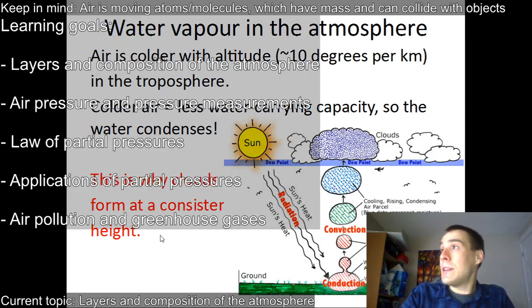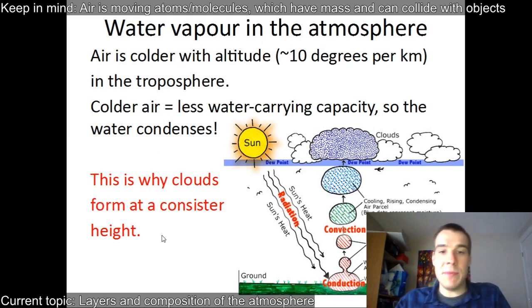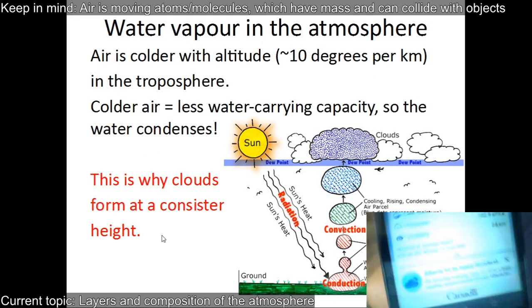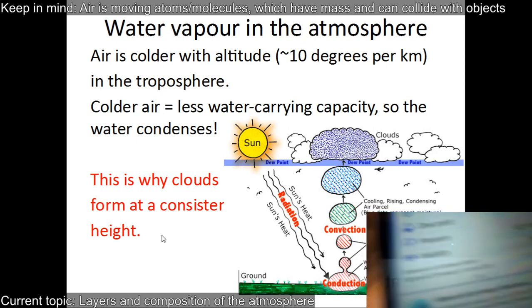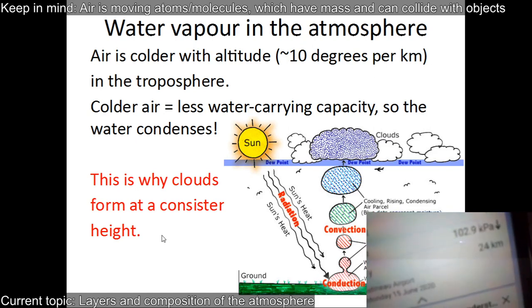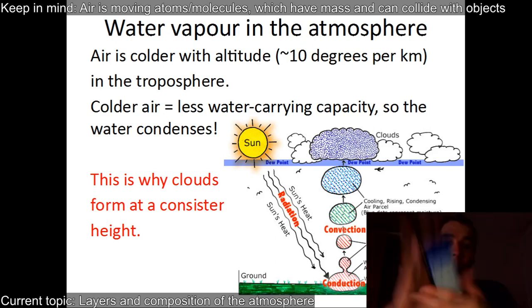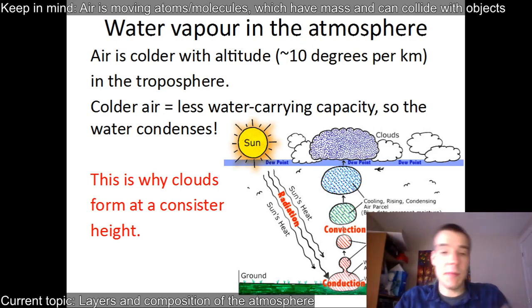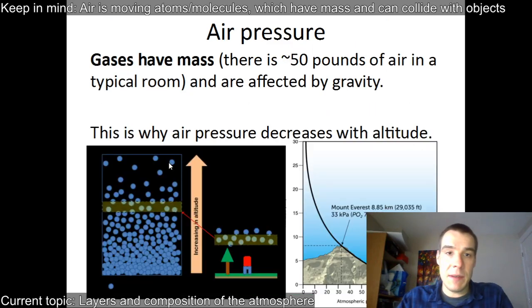Our next piece is air pressure and measurements of air pressure. So right now, my app tells me that the air pressure is 102.9 kPa, and it's dropping, whatever kPa is. We're going to talk about that, how to measure air pressure and what a kPa is. I'm going to pause and I'll get there.